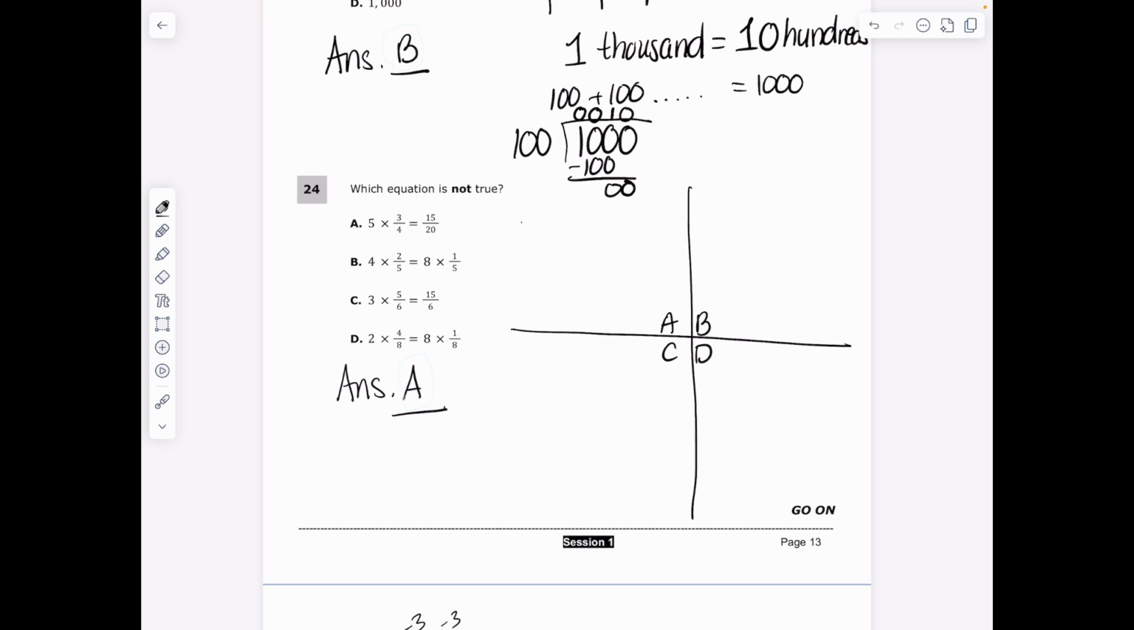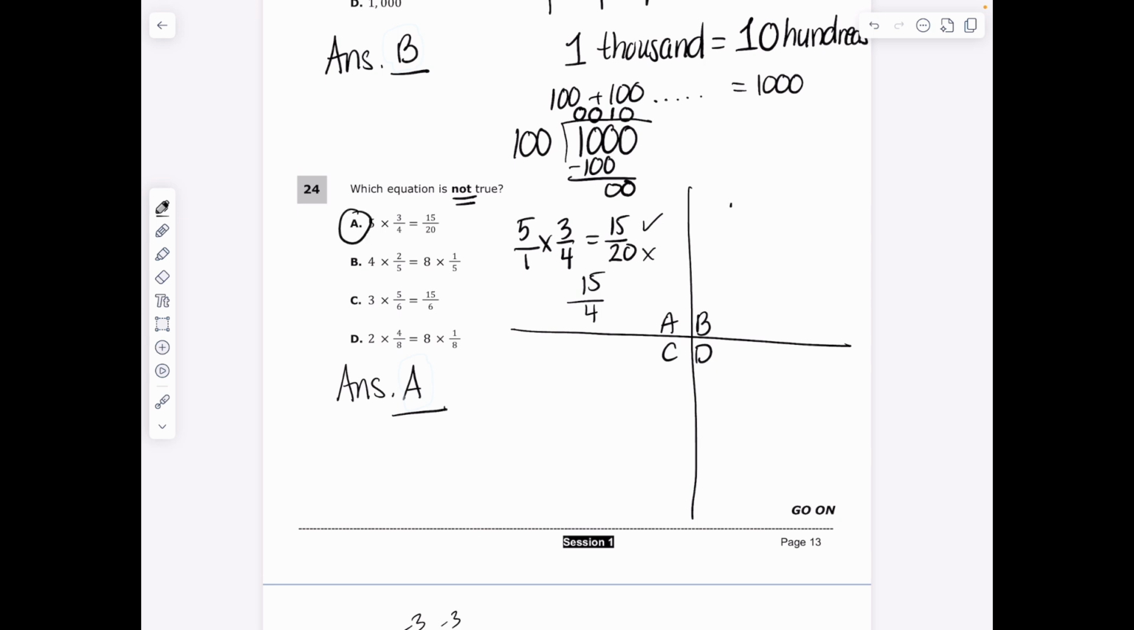And I would just see, is this true? 5 times 3/4 is equal to 15 over 20. And I want to know which one is not true. Well, if I was multiplying this, 5 times 3 is 15, but 1 times 4 is definitely not 20. I would have gotten 15 over 4. So this is not true.